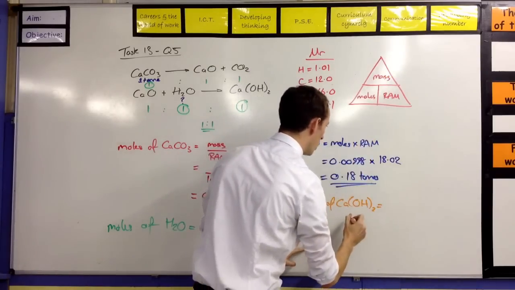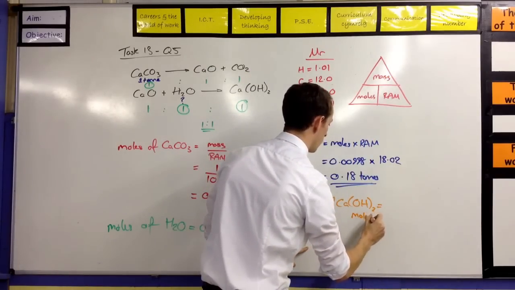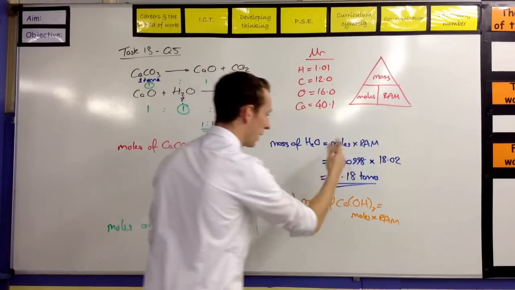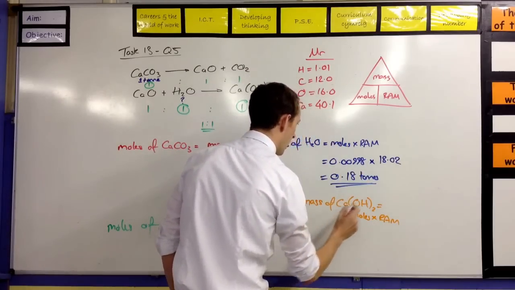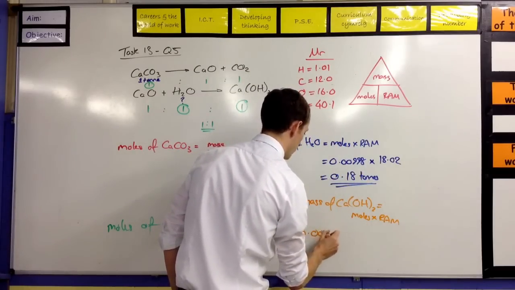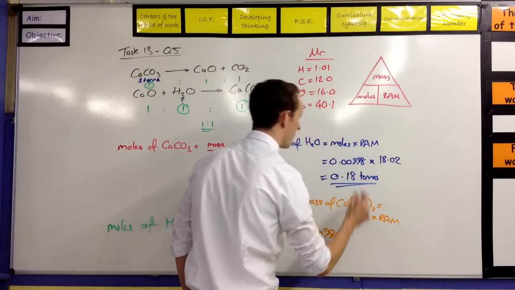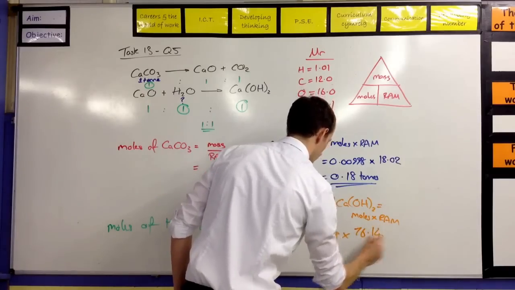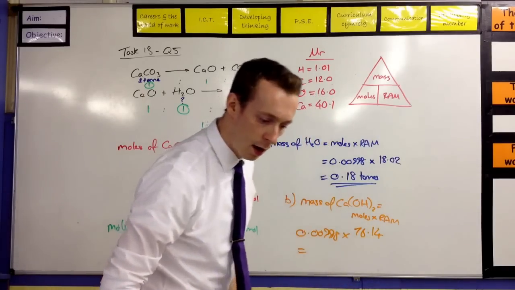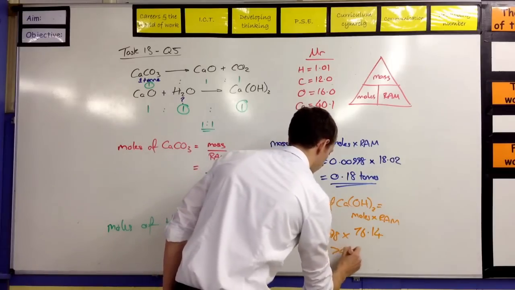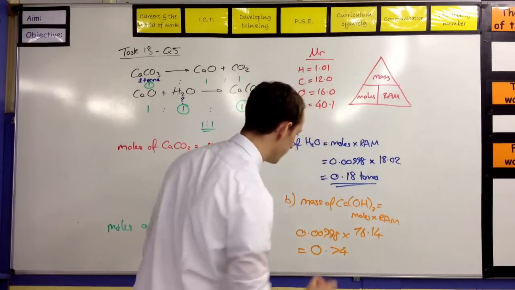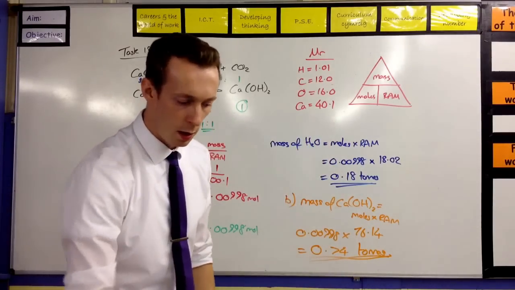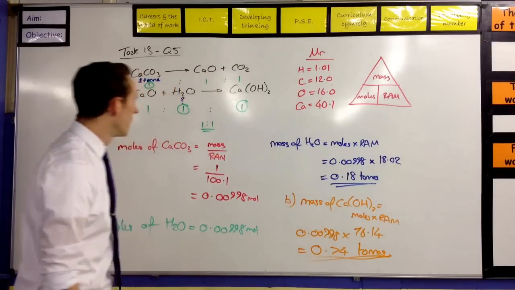the moles times the relative atomic mass. Moles times the relative atomic mass, again, same as up there. So we're going to have 0.00998 times the relative atomic mass of calcium hydroxide, which is 76.14. And that means that the mass of that is going to be 0.74 tons. It's as easy as that. Okay? Right, hopefully that's explained that a little bit.